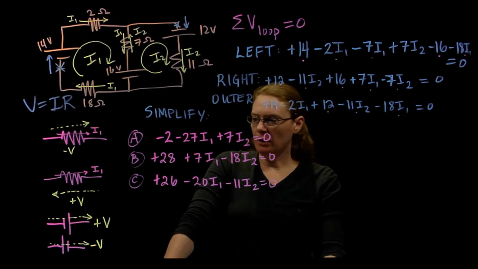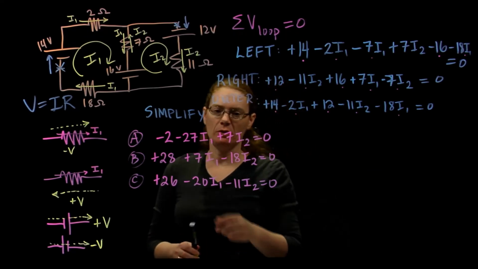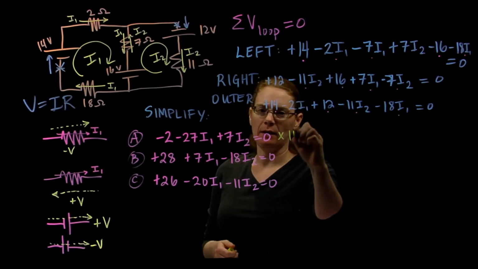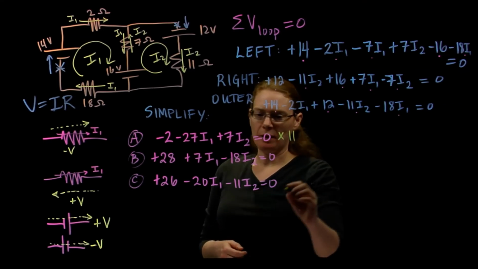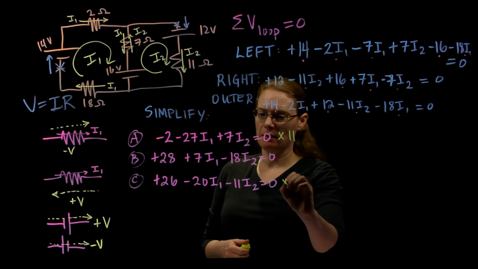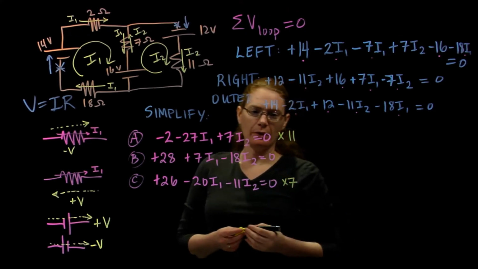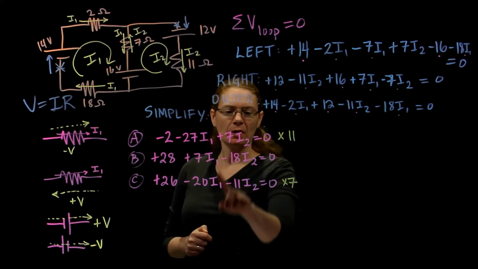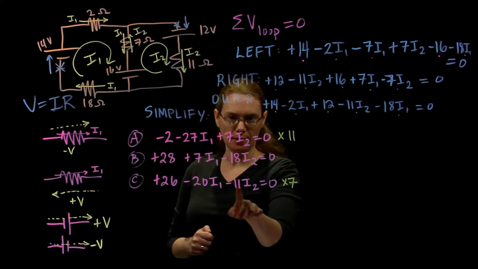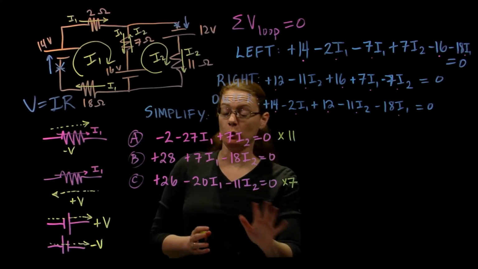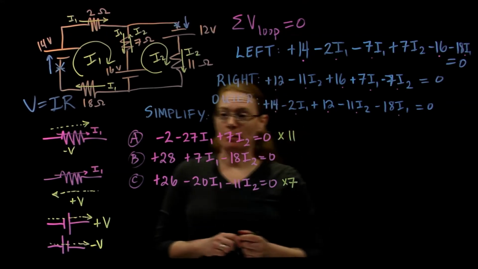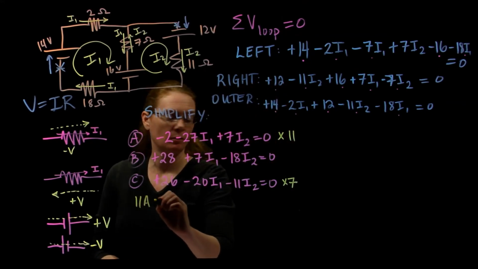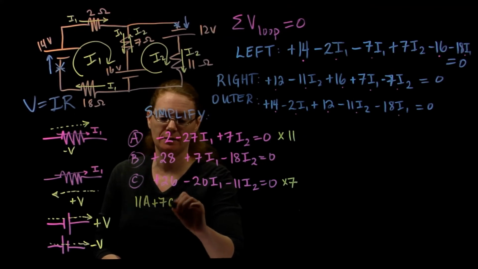So what I think I'm going to do is, I'll just use A and C. If I multiply A by 11, and I multiply C by 7, then the third number here will be 77, and the third number here will be 77. Then I can add them up, and I2 will disappear. So I'm going to do 11A plus 7C.